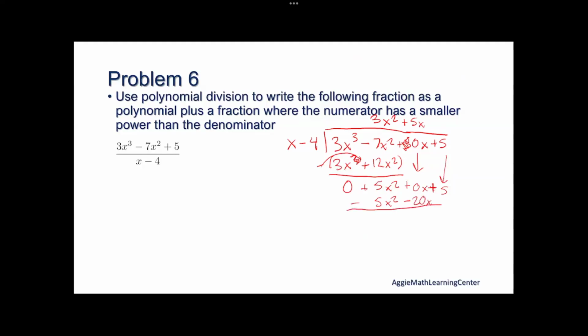Subtract. 5x minus 5x is 0. This negative is going to distribute into here, and we're left with a positive 20x. We'll pull down that 5. Okay, now we got one more to do. What will we multiply x by to get this 20x?